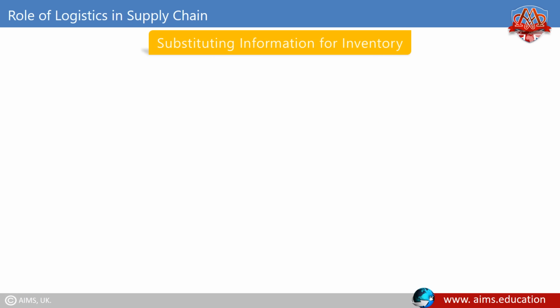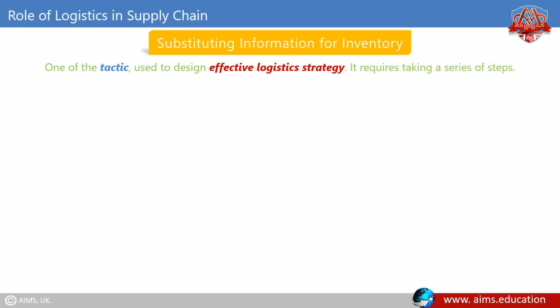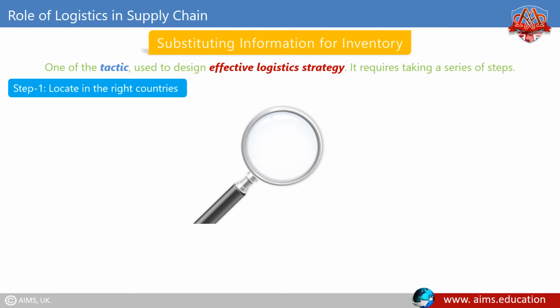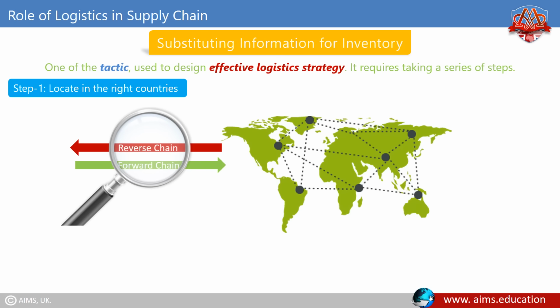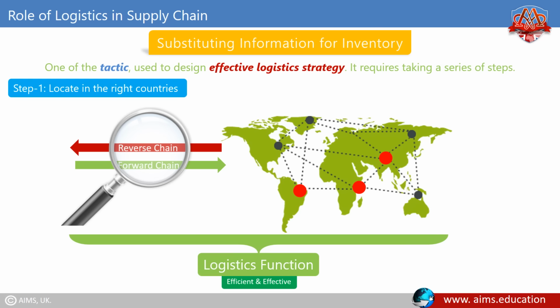Substituting information for inventory. It is one of the tactics used to design effective logistics strategy. It requires taking a series of steps to construct the logistics network. Step 1. Locate in the right countries. First, identify all geographical locations and then analyze your forward and reverse chains to see if selecting different geographic locations could make the logistics function more efficient and effective.